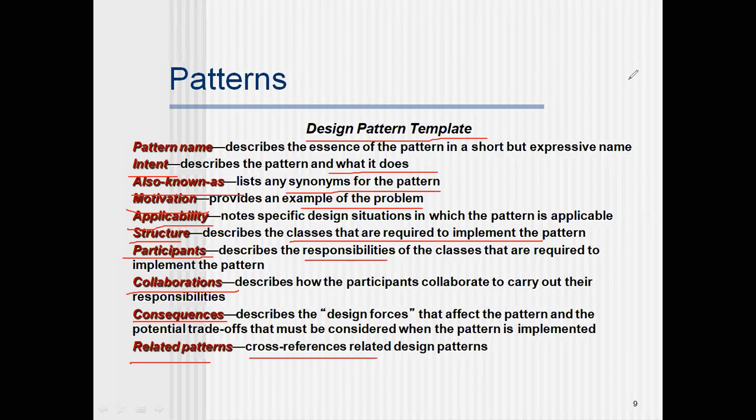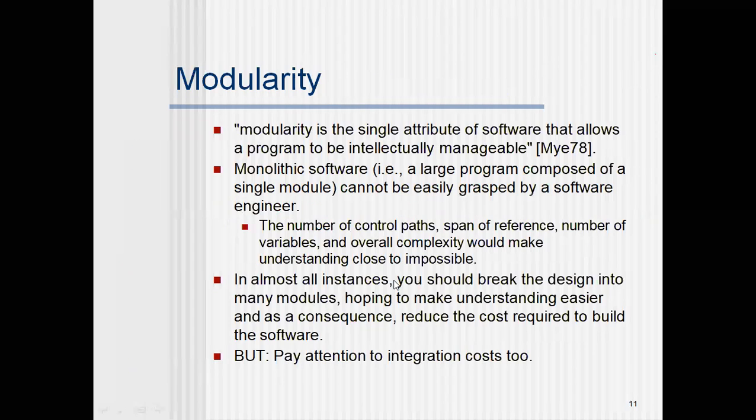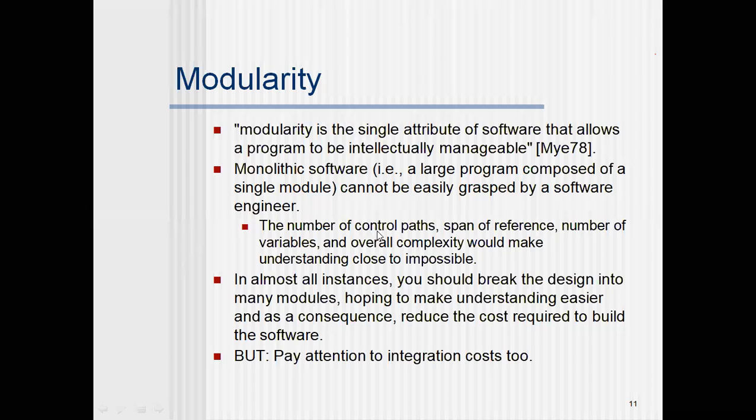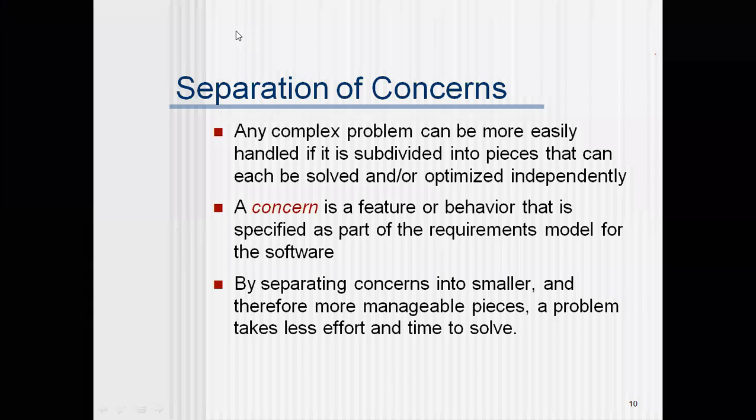Next, it's separation of concern. What is a concern here? A concern is a feature or behavior that is specified as a part of the requirements model for the software. So separation of concern. Sometimes there are some features or behaviors we need for many functions, whichever we are going to use in our project.